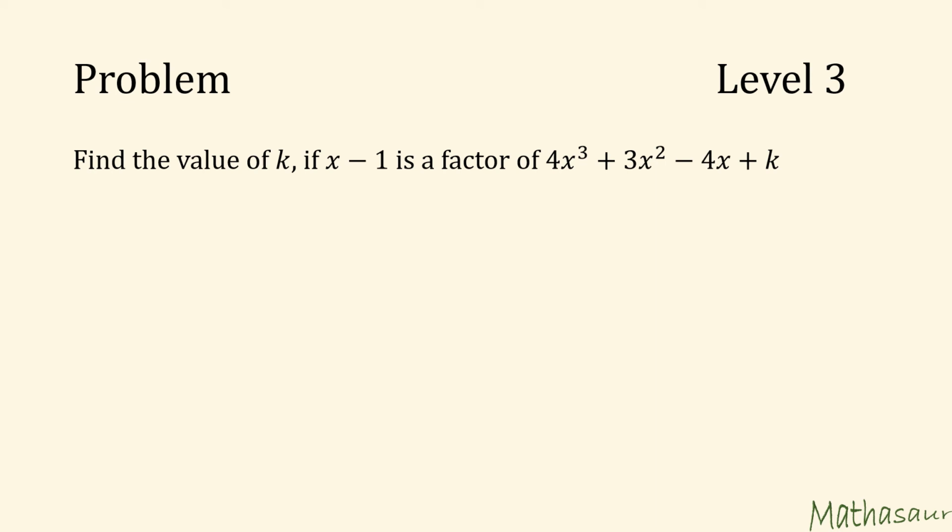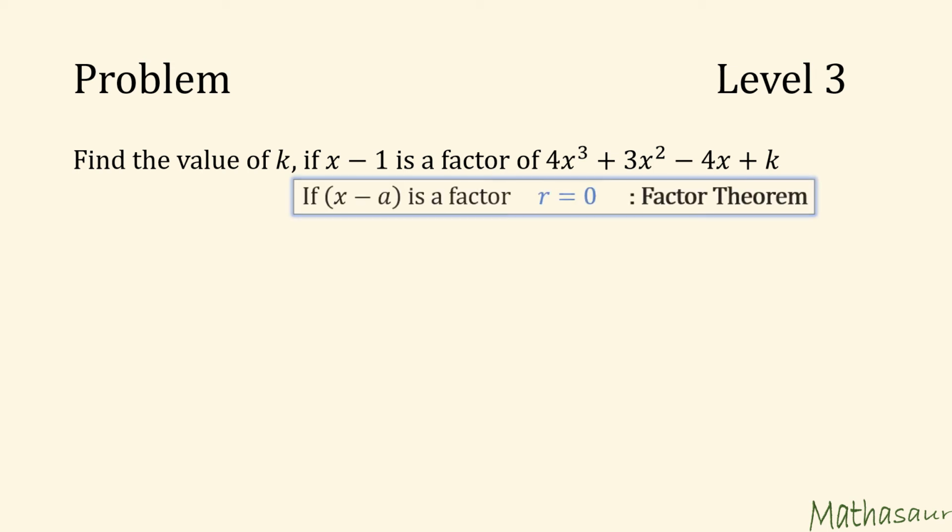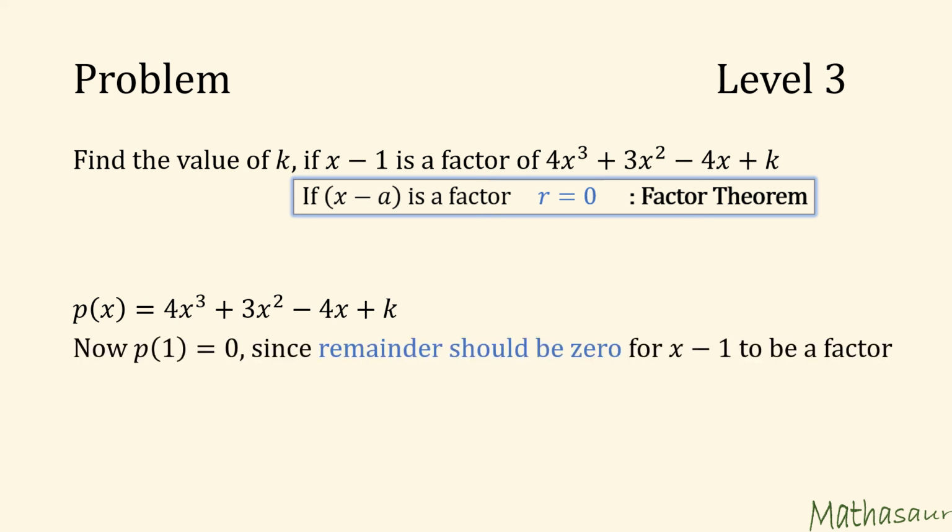Let us look at another problem. Find the value of k if x minus 1 is a factor of the polynomial. Now we are looking at x minus 1 as a factor. For x minus 1 to be a factor of the polynomial, the remainder has to be 0. Recall that this is known as the factor theorem. So let us put P(x) equals 4x cubed plus 3x squared minus 4x plus k. And since a is equal to 1, let us try to find P of a or P of 1.